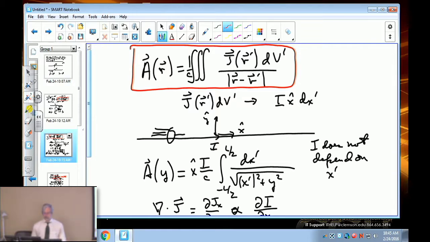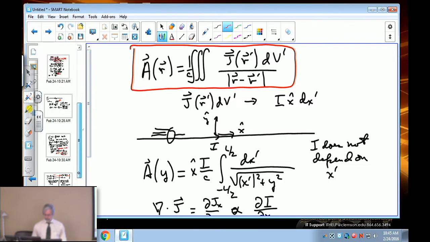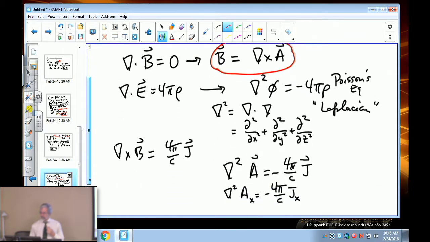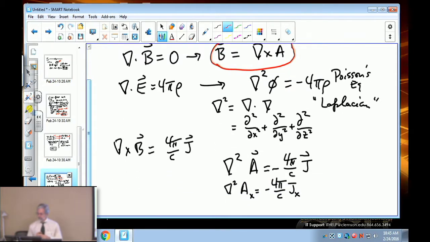And so, questions, Mr. Friedel. So does the Laplacian specify a certain function, like dot product or cross product? Because the Laplacian of A means crossing it twice, but then the Laplacian of phi means dotting it twice.